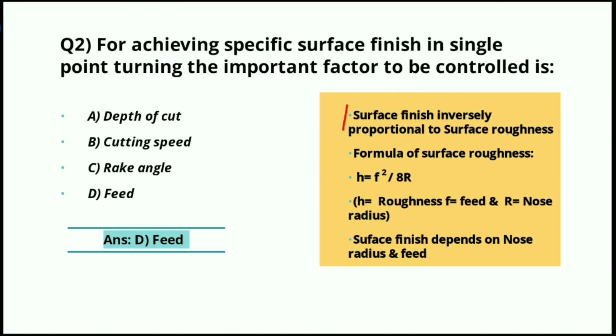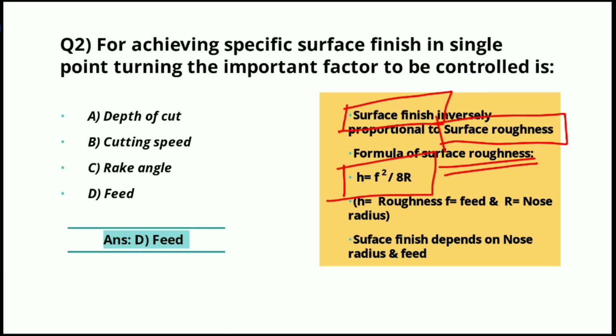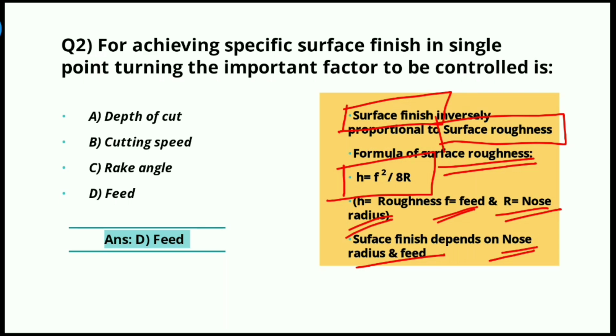We know that surface finish is inversely proportional to surface roughness. So we will calculate the surface roughness. The formula for surface roughness is f square divided by 8r, where f is the feed and r is the nose radius. So we can say surface finish depends on nose radius and feed. In the given options, nose radius is not given but feed is given. So part D is the right answer, feed.